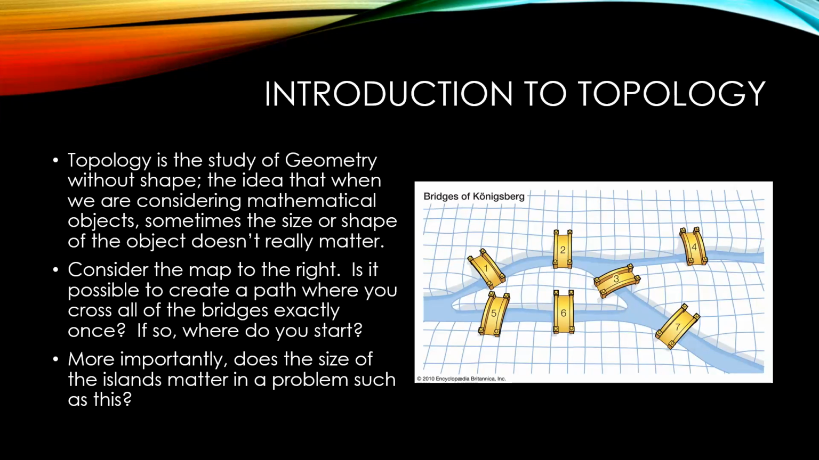And so consider the map to the right. This is actually a map of old school Königsberg. Is it possible to create a path where you cross all of the bridges exactly once? If so, where would you start? If you want, you can try it out right now, and this will be one of the introductory examples in your e-text.